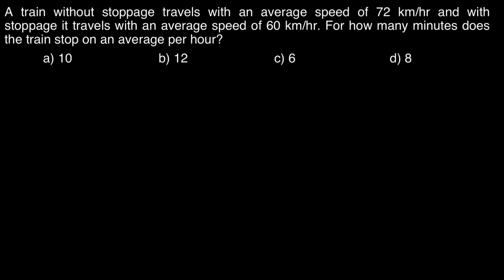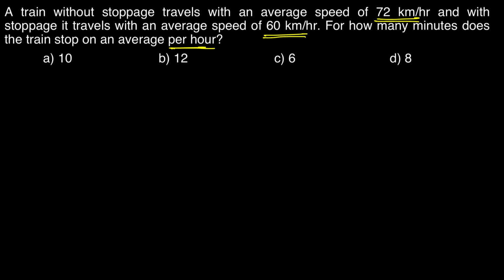A train without stoppage travels with an average speed of 72 kilometers per hour, and with stoppage it travels with an average speed of 60 kilometers per hour. For how many minutes does the train stop on an average per hour? So per hour, how many minutes does the train stop?